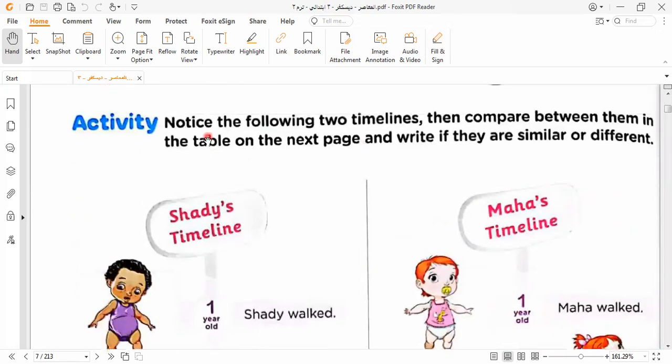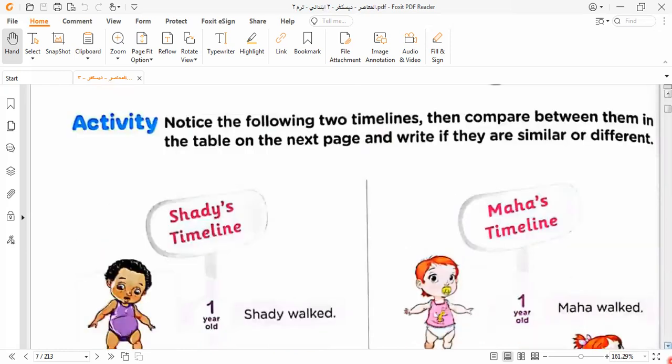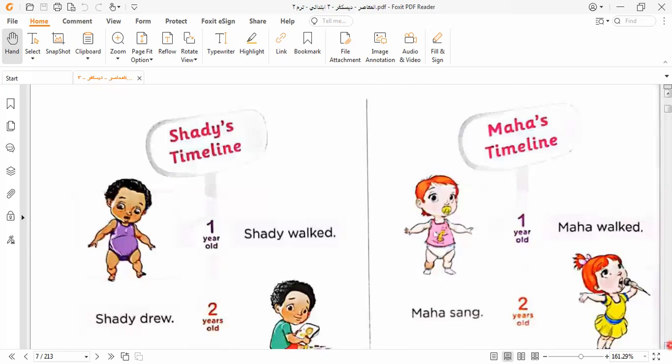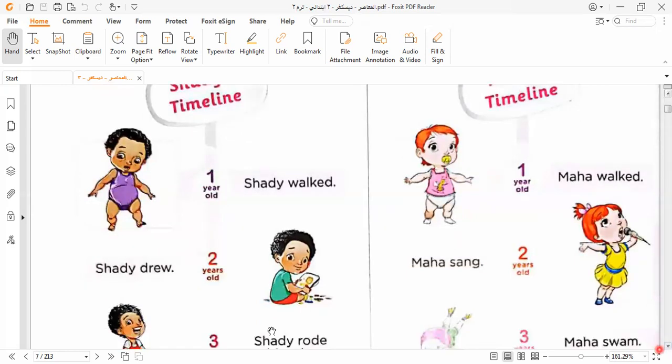Let's go to another activity. Note the following two timelines, then compare between them in the table on the next page and write if they are similar or different. What's the meaning of that? We have two timelines, Shady's and Maha's, and we have some things that are the same and others that are different. So we show the similarities and the differences in this activity.